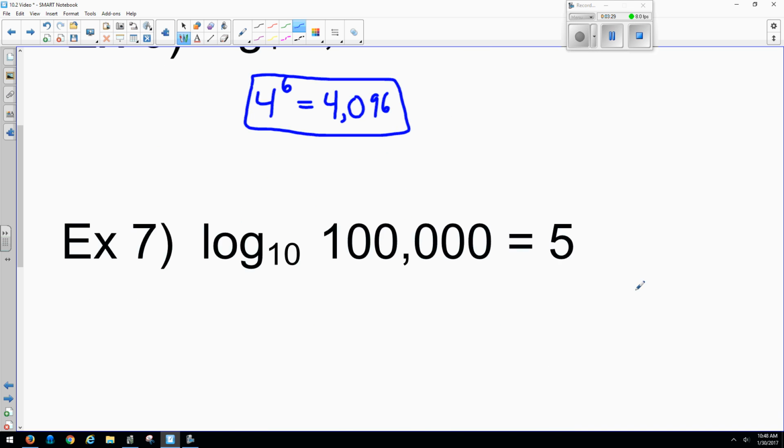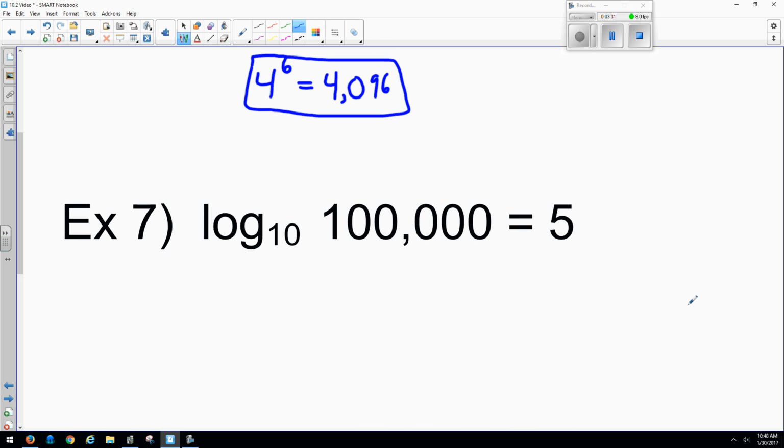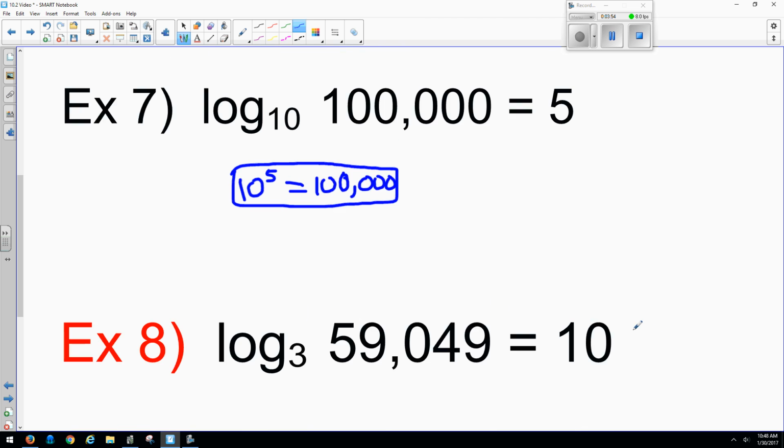Do another example. So here our base is 10. It's going to be the base for the exponential equation. This is our exponent, which is 5, and that's equal to 100,000. That's a 0. So we're going to be practicing with this more in class. Here's one for you to try.